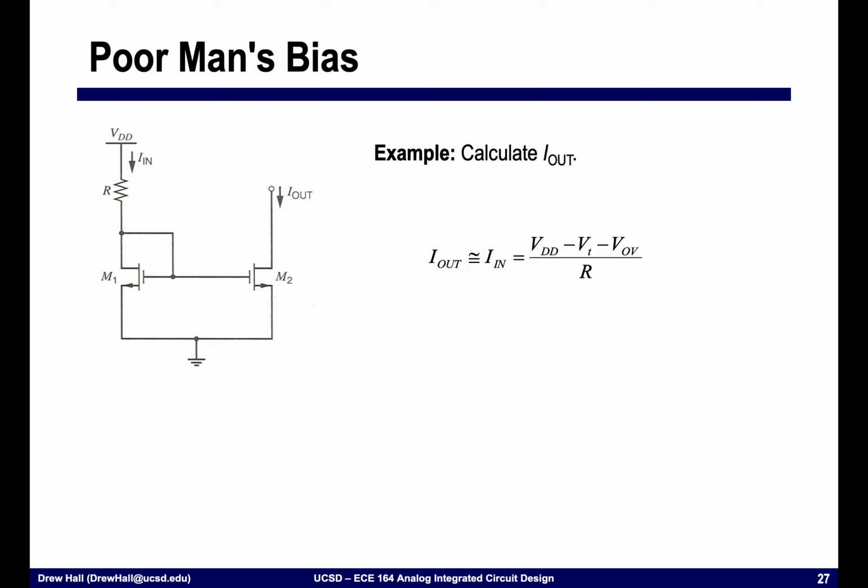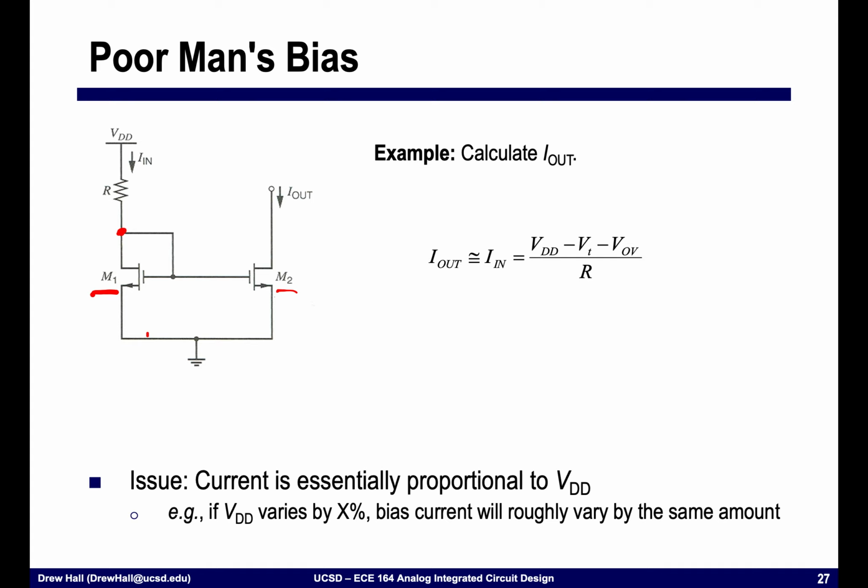Okay? And so what I'd like to do is calculate the output current. This is pretty straightforward. We can write that I out is equal to I in, just given the sizing of M1 and M2. And so this voltage right here is simply equal to VOV plus VT. And so the current through the resistor is VDD minus (VOV plus VT), divided by R. The problem or the issue with the circuit is that the current, I in, is essentially proportional to VDD.